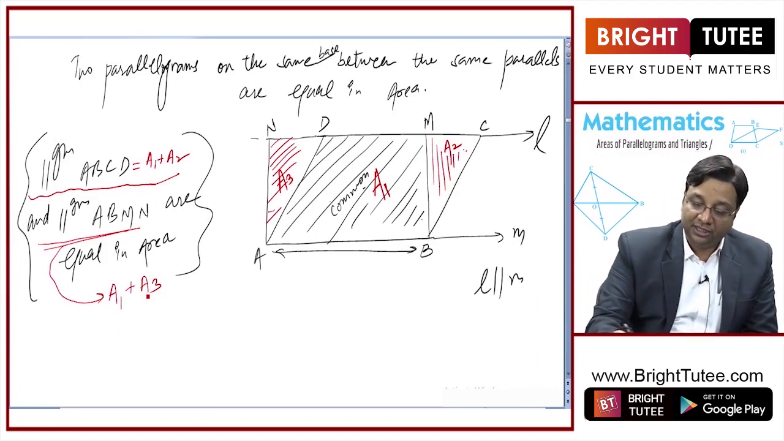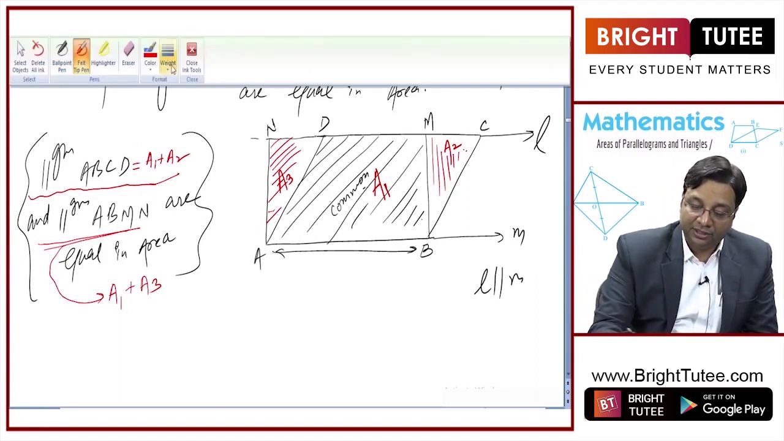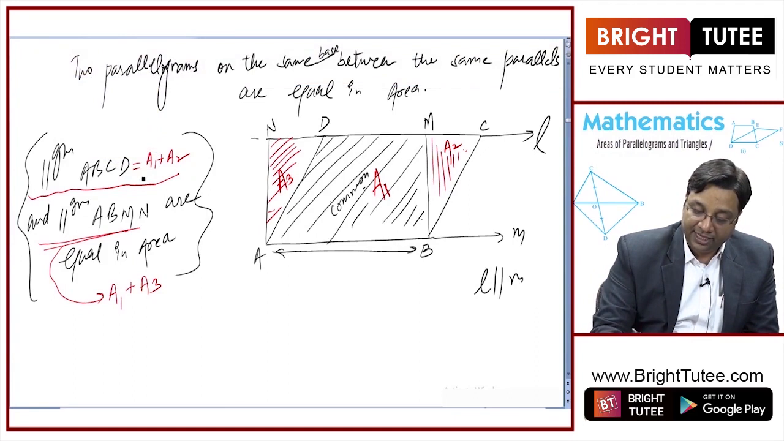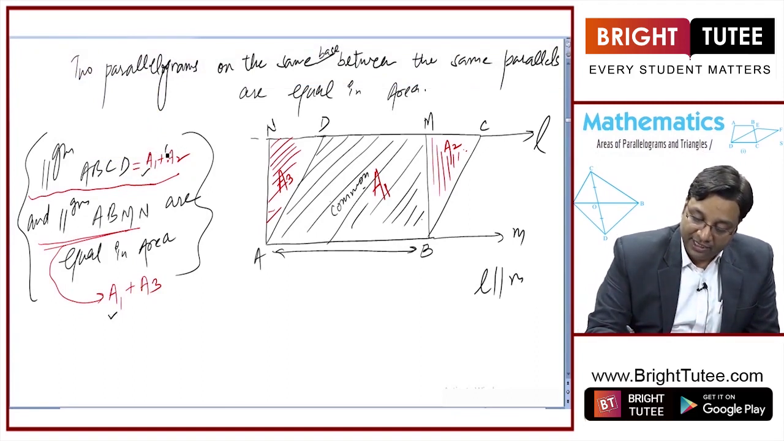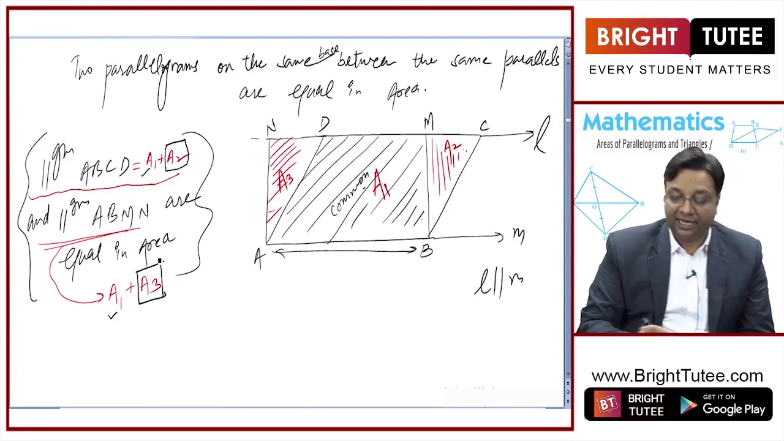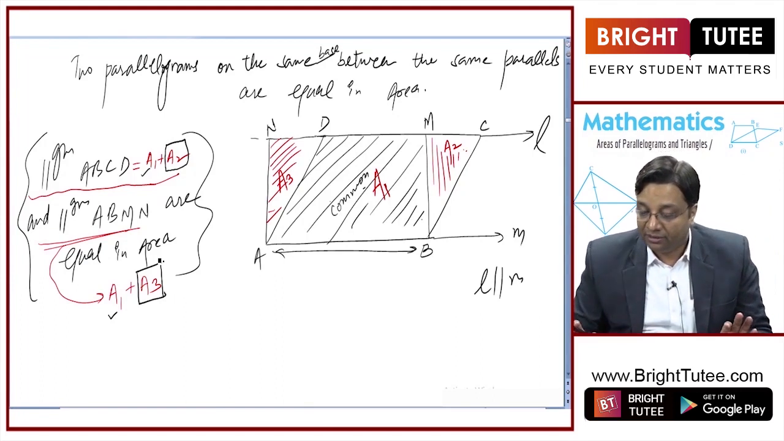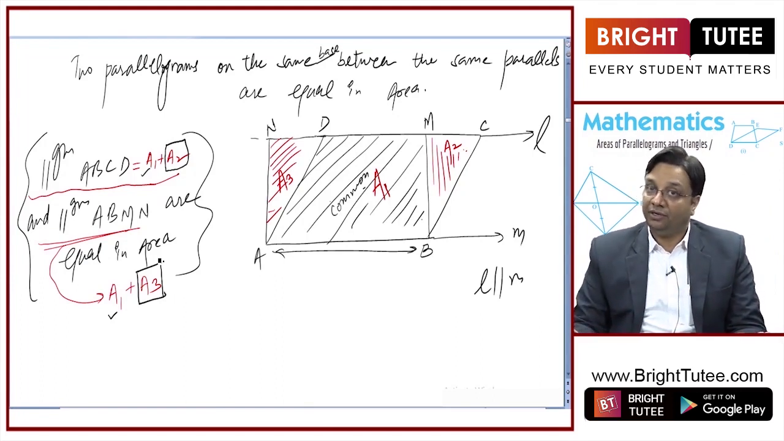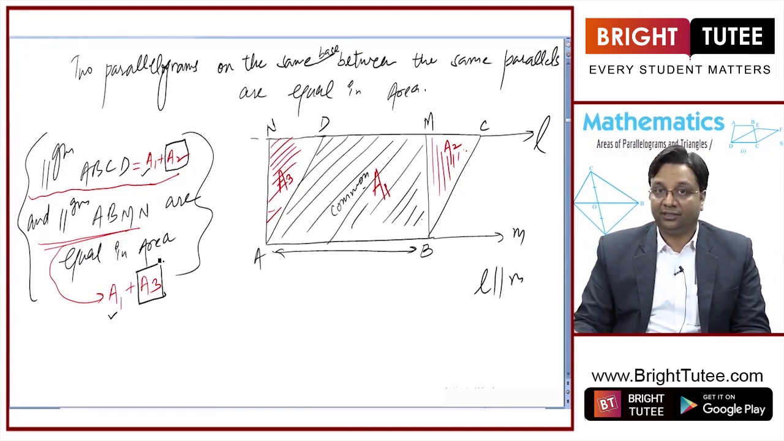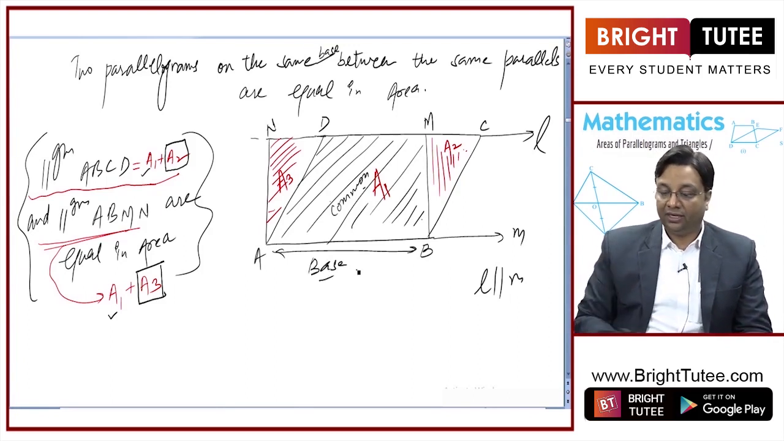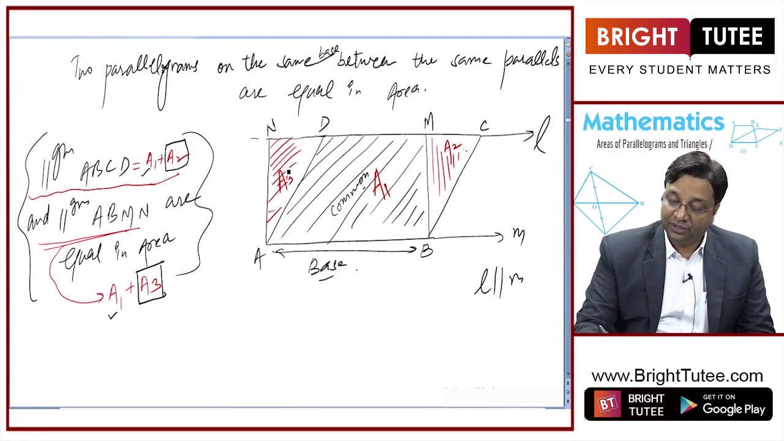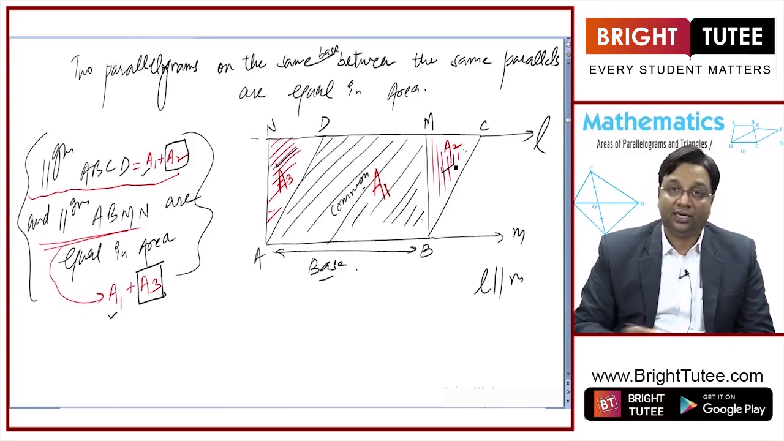So, if you notice in these two parallelograms, this area A1 is common, right. If I can prove A2 to be equal to A3, then I can say that two parallelograms on the same base and between the same parallels have equal areas, right. So, this is the common base. Let us try and prove the areas A3 and A2 as equal.